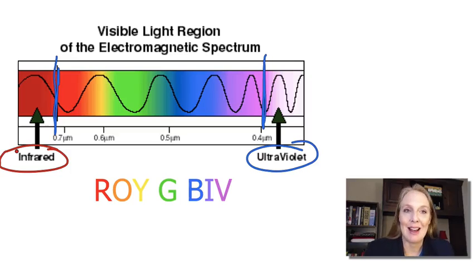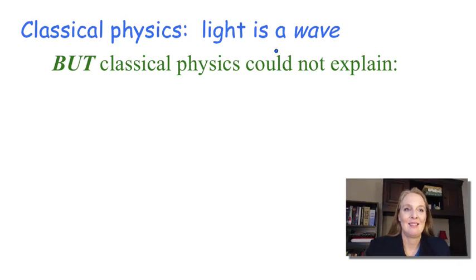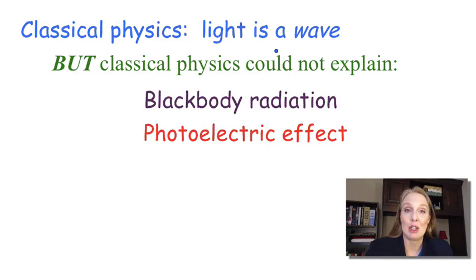If we examine white light, such as that emitted from an incandescent light bulb, what we see is a continuous spectrum of all these colors in the visible light. So based upon the experimental evidence, light definitely behaves like a wave. But classical physics could not explain a couple of experimental observations. One of those things that this classical idea of light as a wave could not explain is blackbody radiation. And the other thing that had been observed that could not be explained was the photoelectric effect.